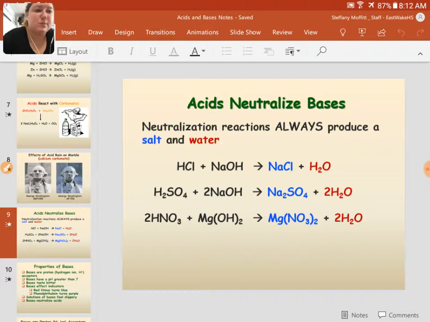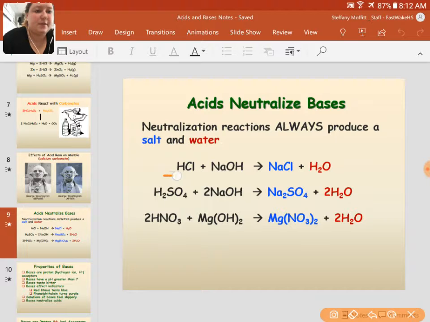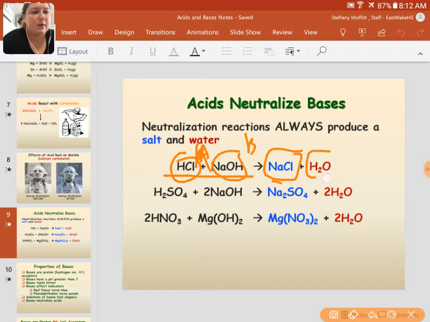Acids are going to neutralize bases, so if we have an acid and a base together, so this is your acid, this is your base, we're going to form a salt and water every single time. Water, salt, water, salt.